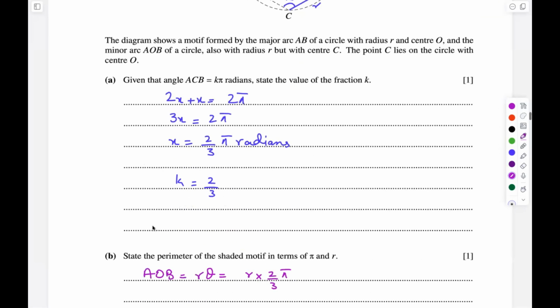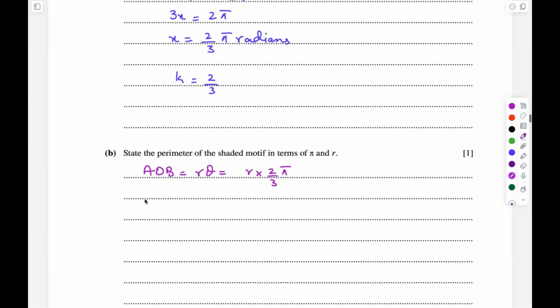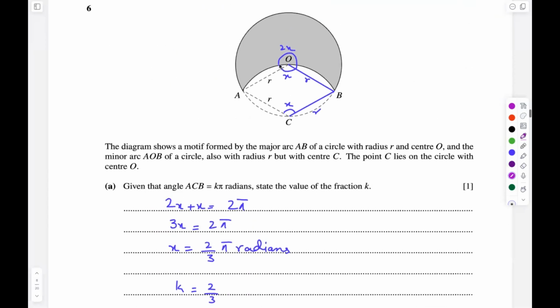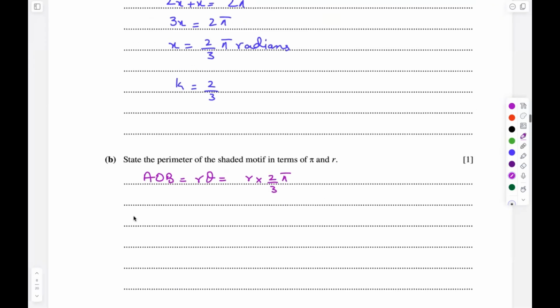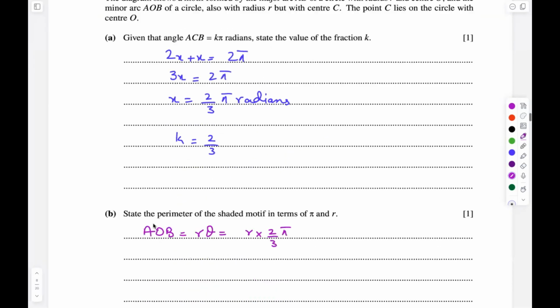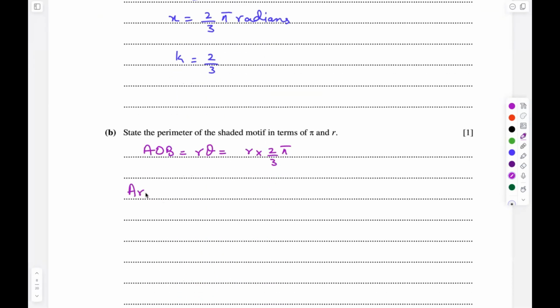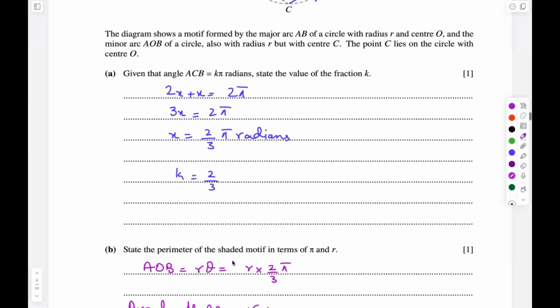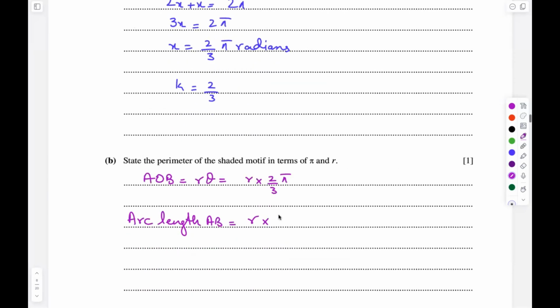Now finding the arc length of the major segment AB. This was the AOB sector, and this will become the arc length of AB, which is basically of the major segment. We know that the radius is r, and as the angle over here is twice 2 upon 3 pi, that will become 4 upon 3 pi.